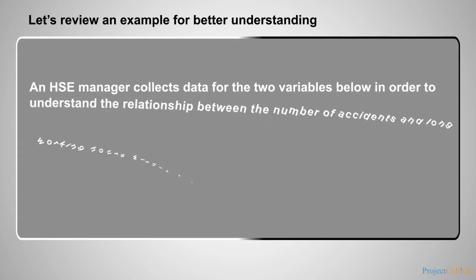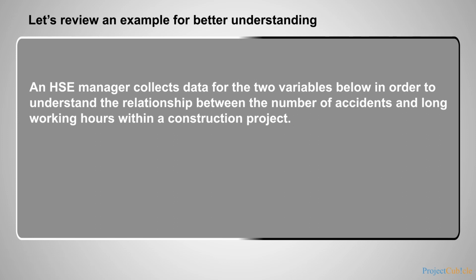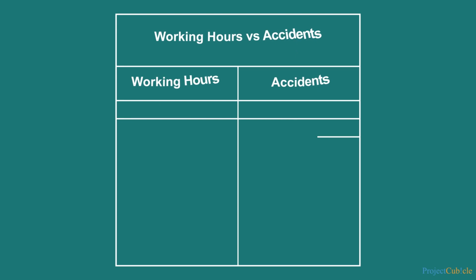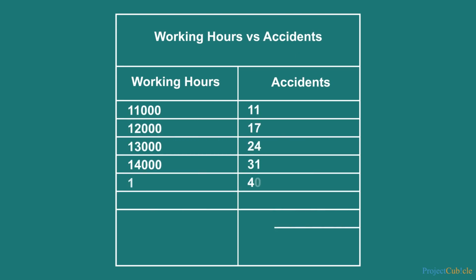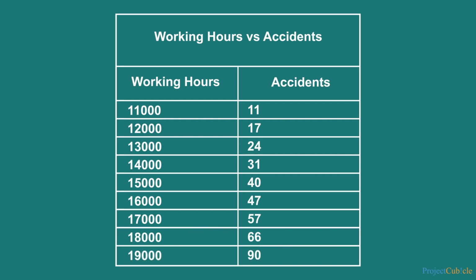A health and safety manager collects data for the 2 variables below in order to understand the relationship between the number of accidents and long working hours within a construction project. Number of accidents. Working hours. Then he plots the data in a scatter plot by assigning the working hours to the horizontal axis and the number of accidents to the vertical axis.